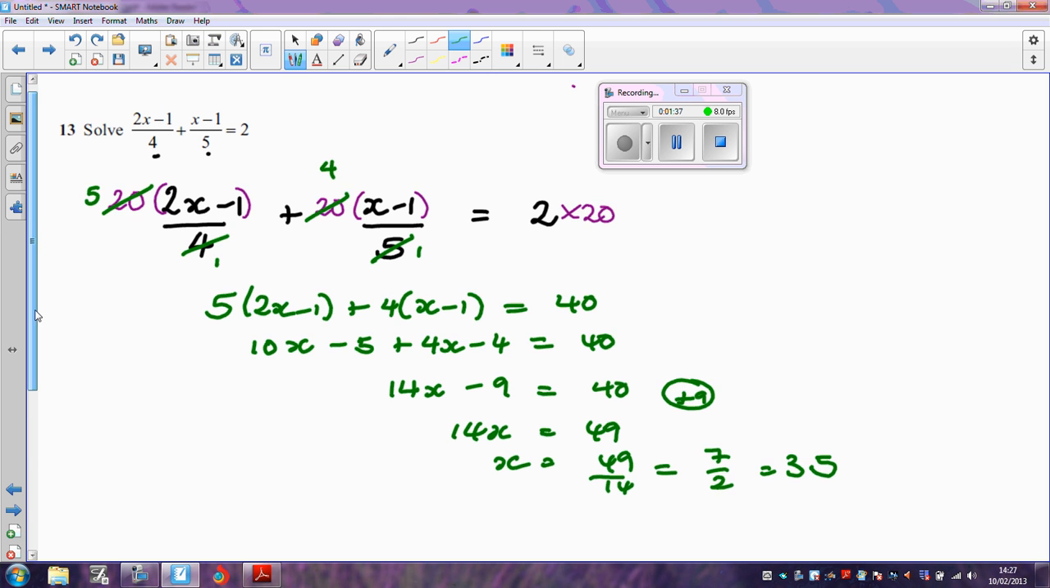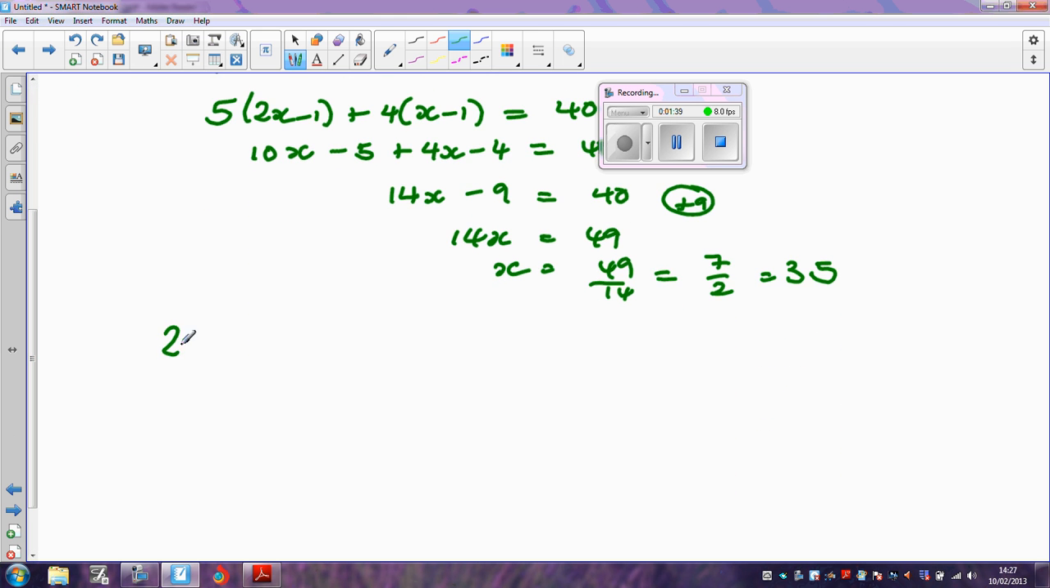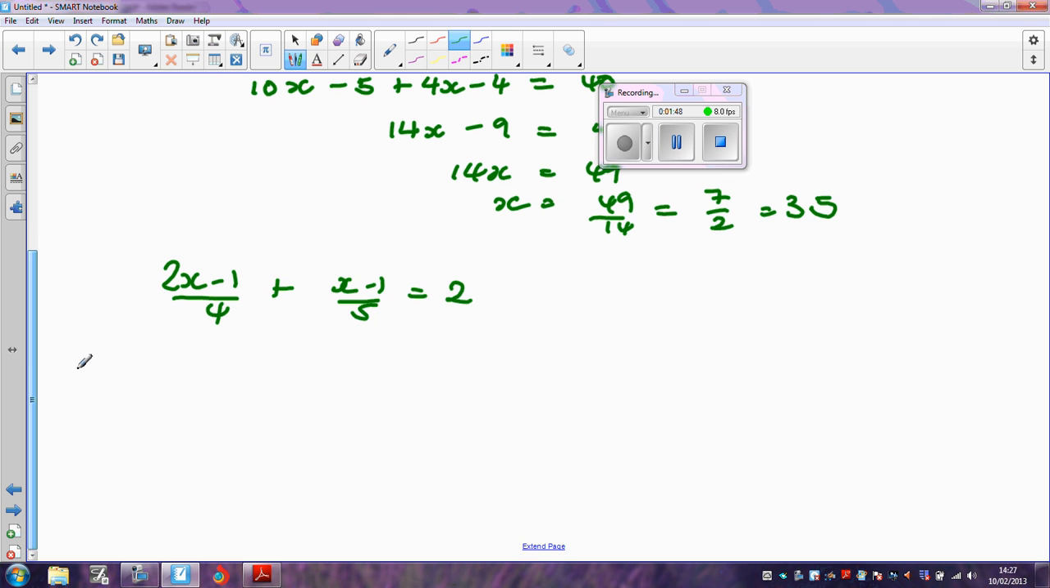Now an alternative way of solving this equation: you've got (2x minus 1) over 4 plus (x minus 1) over 5 is equal to 2. The alternative way is to add the two fractions on the left-hand side. In other words, I'm going to write both fractions on the left-hand side over 20, because I can see that 4 and 5 both go into 20. Now I'm not doing anything to the right-hand side, I'm just adding the fractions on the left.